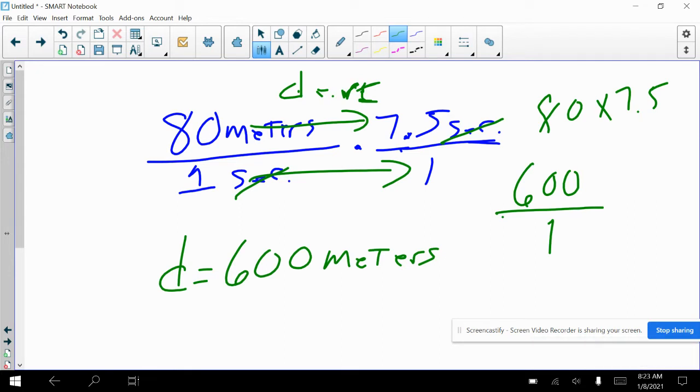Does that make sense, right? He can travel a little bit longer. He's got more time. So far, so good.